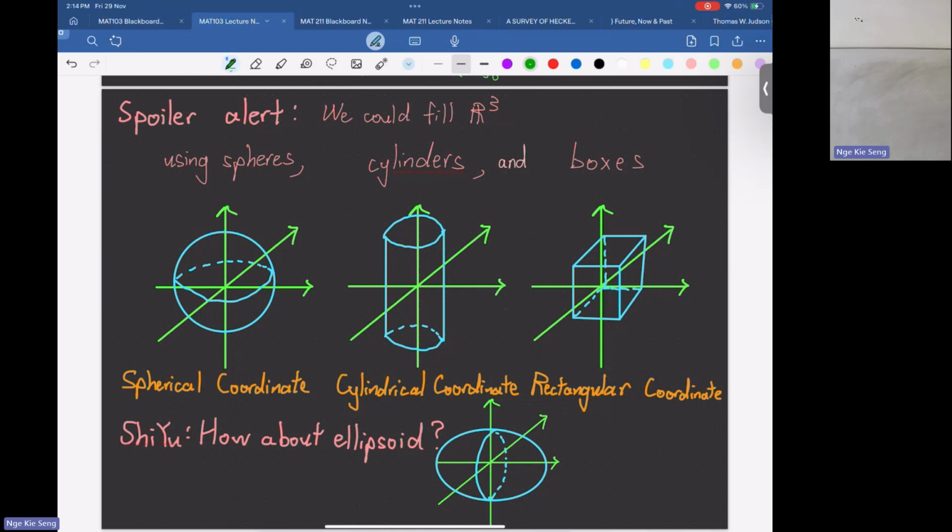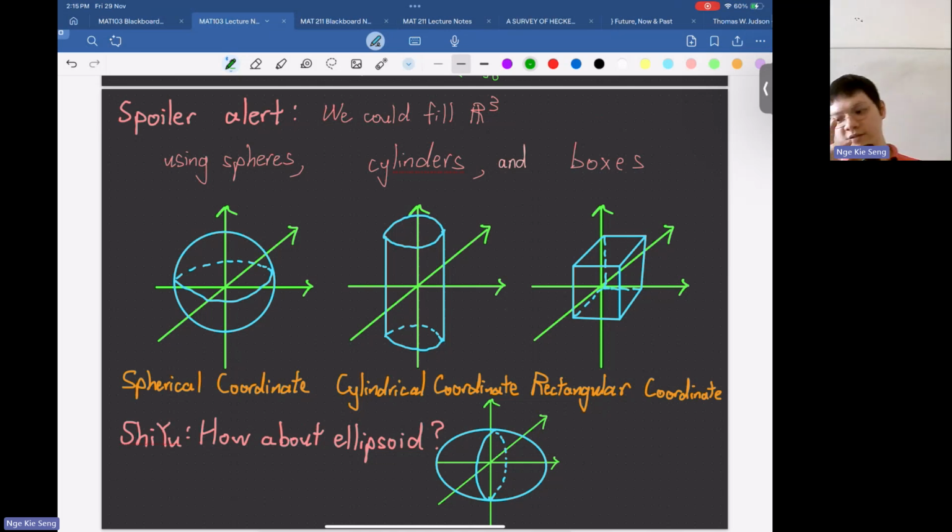Actually, you also can cover with other things. For example, an ellipsoid also can. What object looks like an ellipsoid? A rugby ball. Obviously you can also use an egg to cover our space. But can you parameterize your egg or not? Okay, can you parameterize your egg?